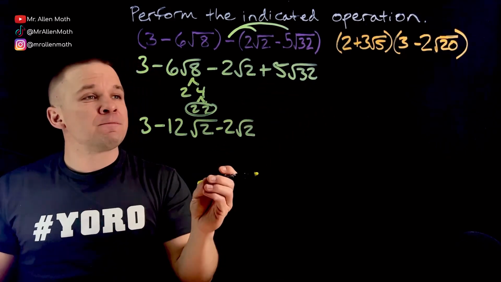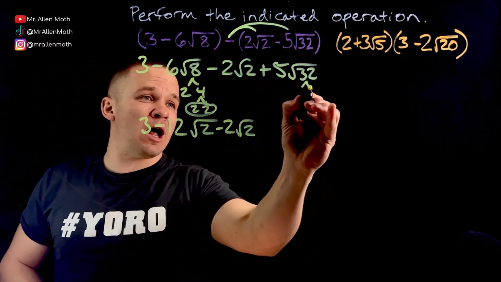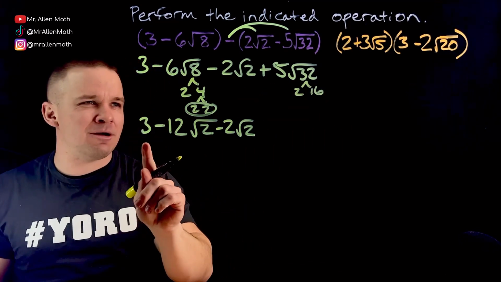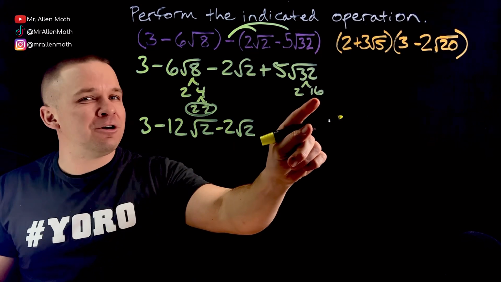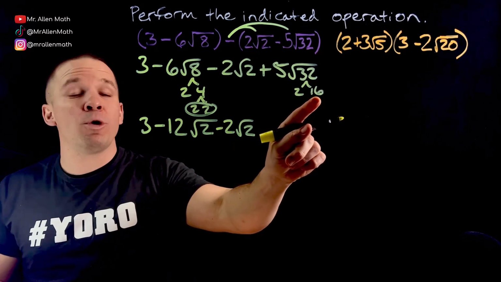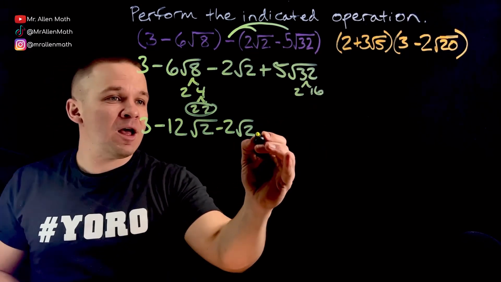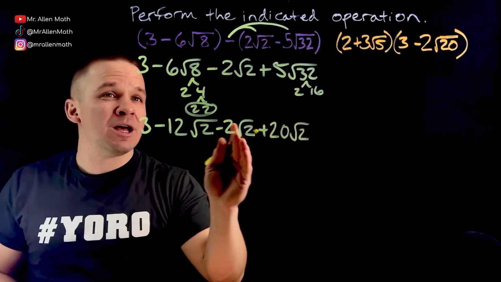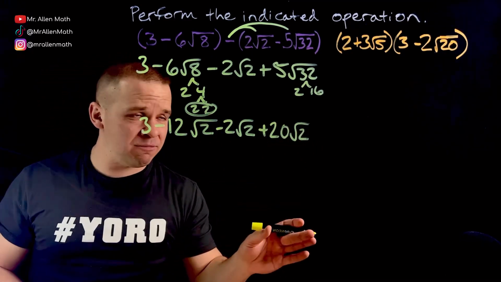And then right here, I can break down that 32 as well. I'm going to have 2 and 16. Now, I'm going to show you guys a little trick here that I didn't show you in this one. I could take the square root of 16 right now, which is 4, and multiply that to the 5 to get 20 root 2.